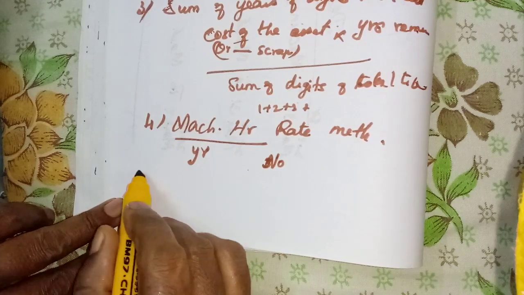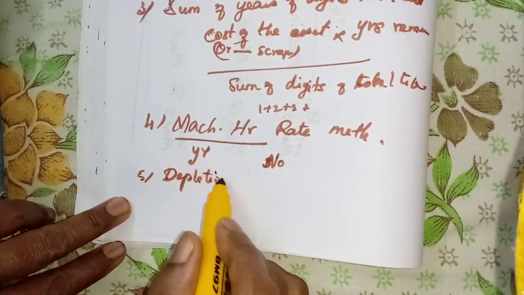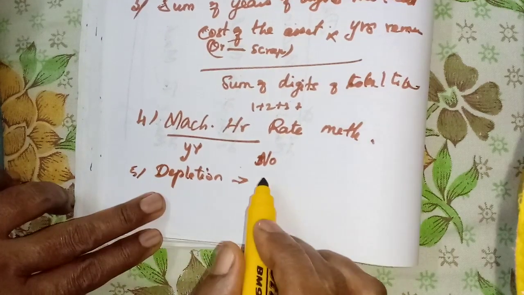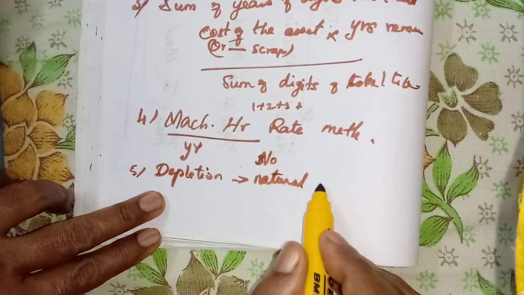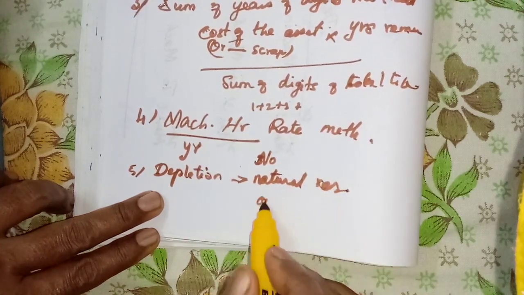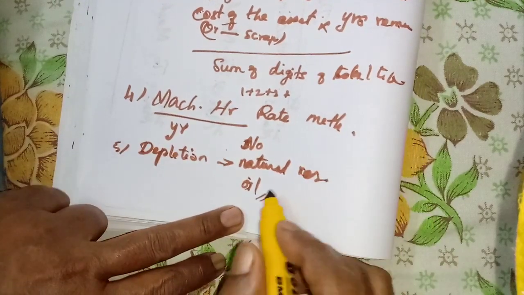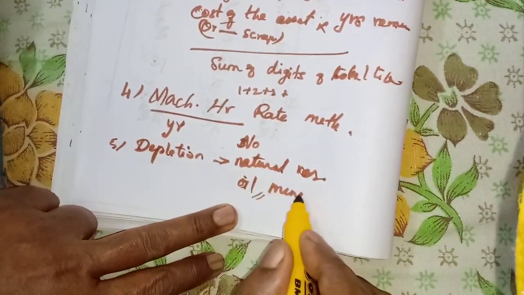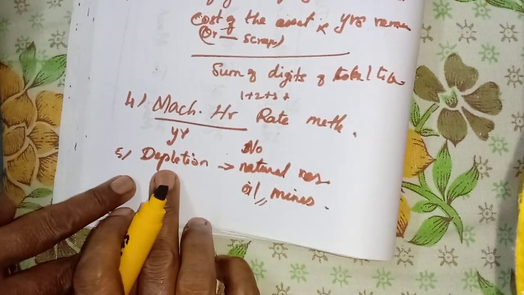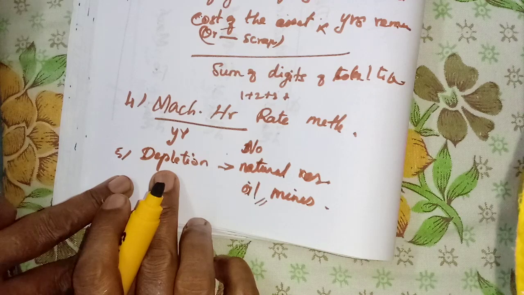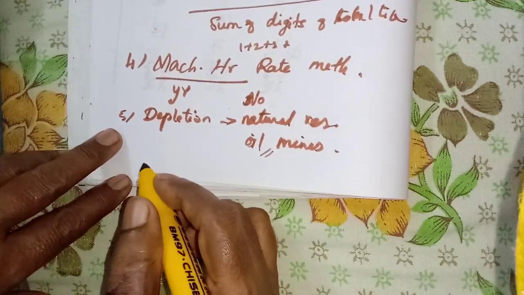Then the depletion method. This method of depreciation is calculated especially for the natural resources that are extracted from the earth, especially an oil refinery, oil well, or the quarries and mines. For these assets, we need to calculate depreciation under this method.